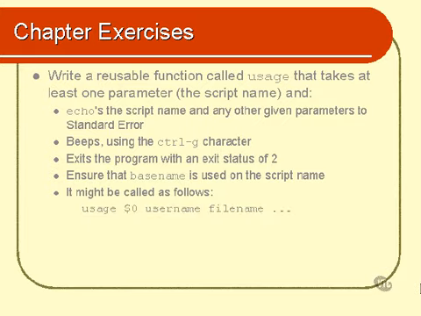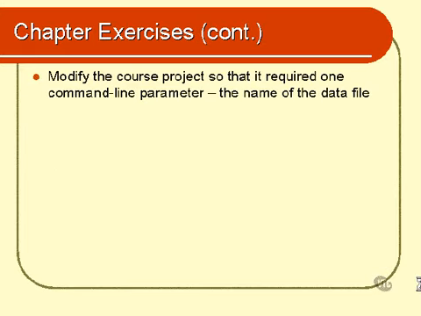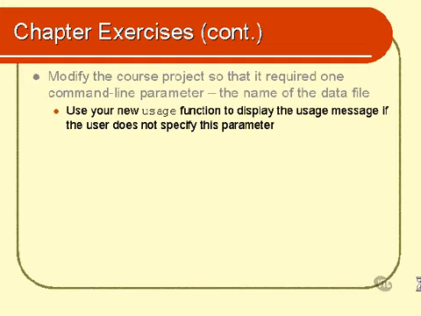And the second exercise is relating to the course project. Modify it so that it actually requires one command line parameter, which will be the name of the data file. Now this command line parameter will be not optional. They have to specify it on the command line of our script. Now obviously we need to modify the script in a few ways. I'd like you to use this new usage function that you just wrote in the last exercise to display the usage message if the user does not specify the file name parameter.